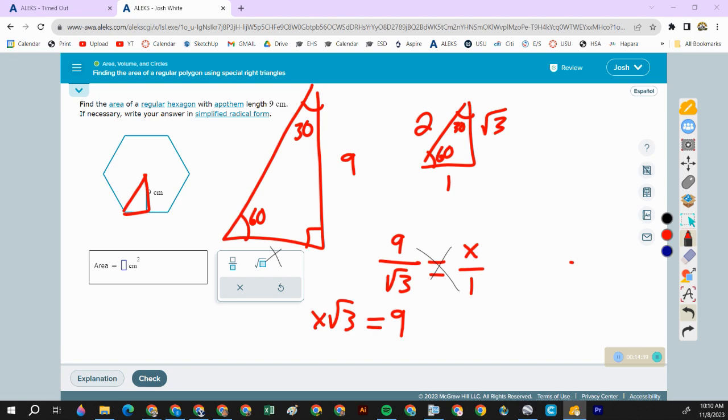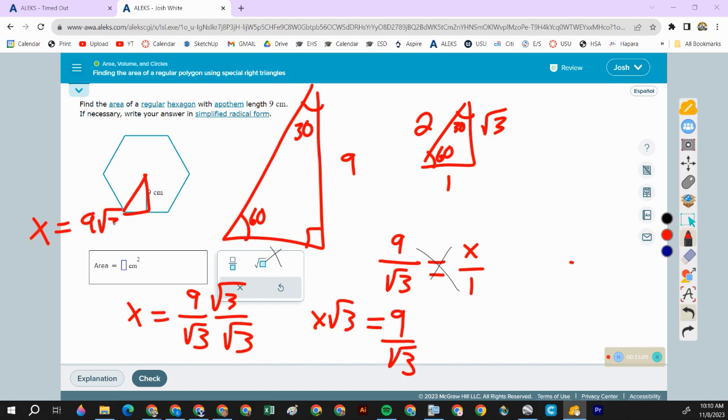So we would divide this by root 3. X equals 9 over root 3. I'm not allowed to leave that in its current form. So I times it by root 3 over root 3. Did I mess up? Oh. So x is 9 root 3 over 3. This simplifies down to 3 root 3.